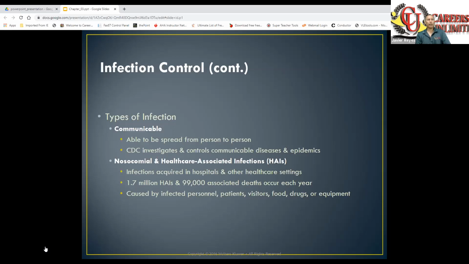There are 1.7 million healthcare associated infections and 99,000 associated deaths each year. These are a lot of people that are losing their life unnecessarily, primarily because they're getting these infections from us, the healthcare providers. Nurses, doctors, CNAs, phlebotomists, all of us are guilty of this. So we're the main ones that are carrying things around to other people, and it's not fair for them. So please make sure that you follow strict infection control practices.